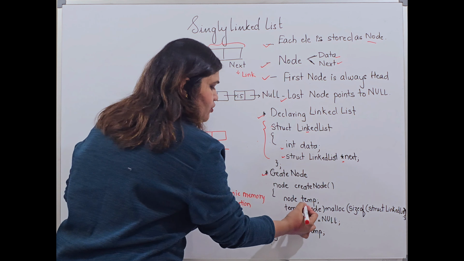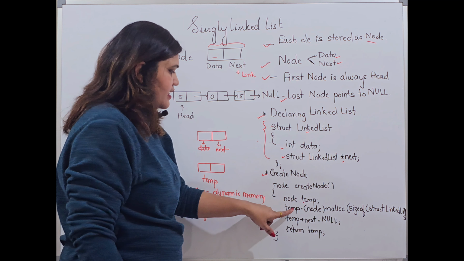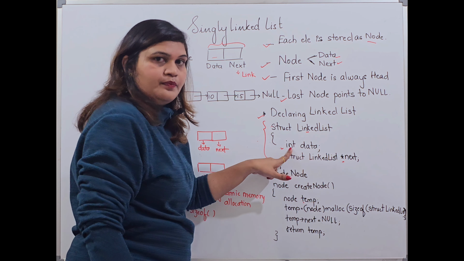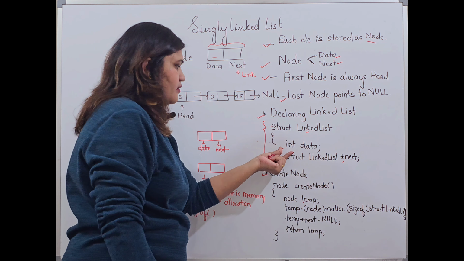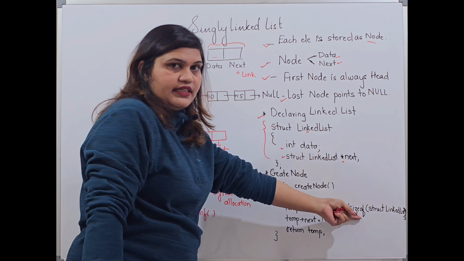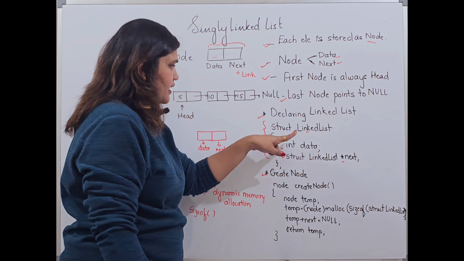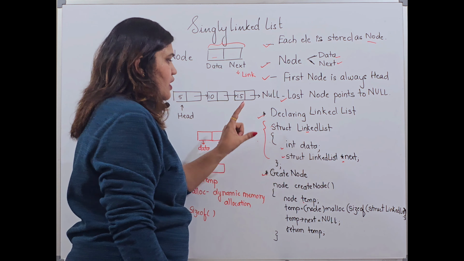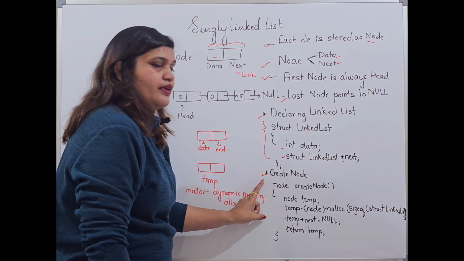And what am I trying to do? Sizeof. Sizeof is again a function that will allocate size at runtime to that particular node. So in this case, what is my data? It is integer. So it will allocate memory space as per the data type. If it was character, it would allocate the memory as per the data type. So sizeof what? Struct linked list. I have declared this particular linked list.